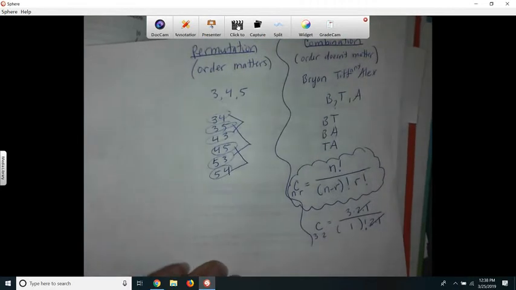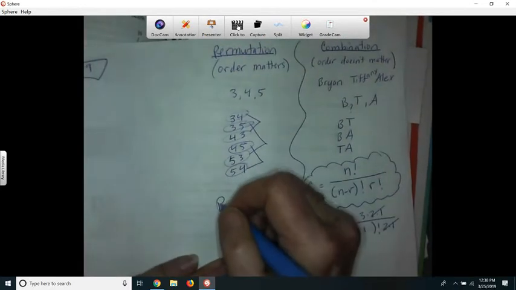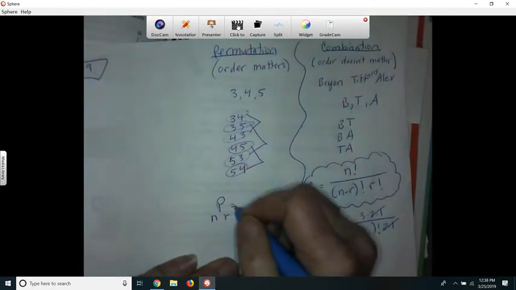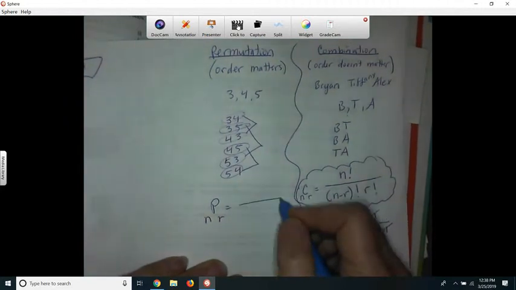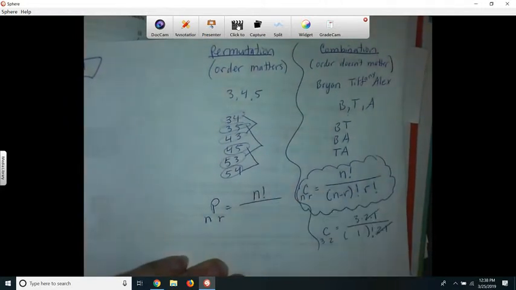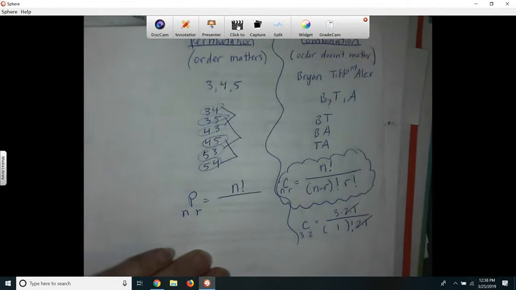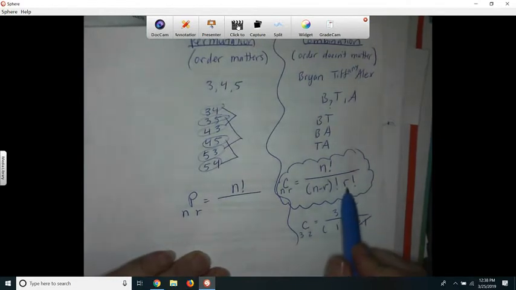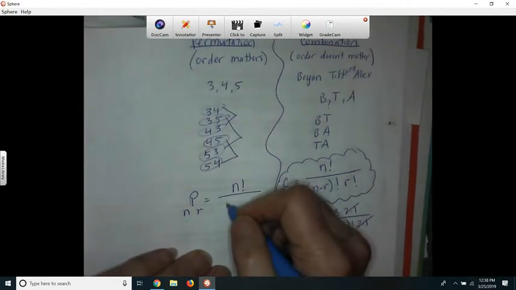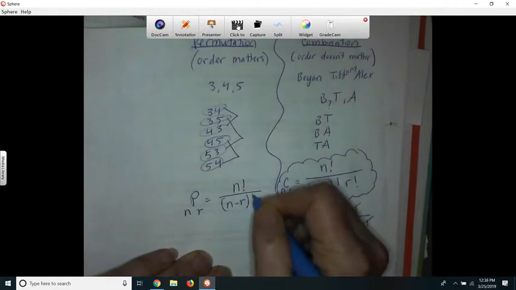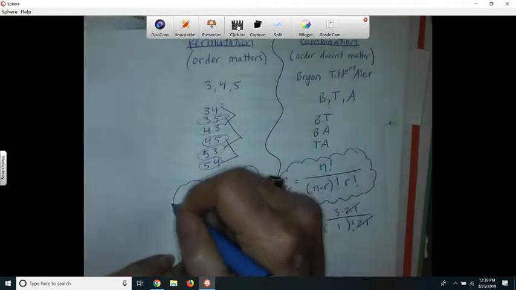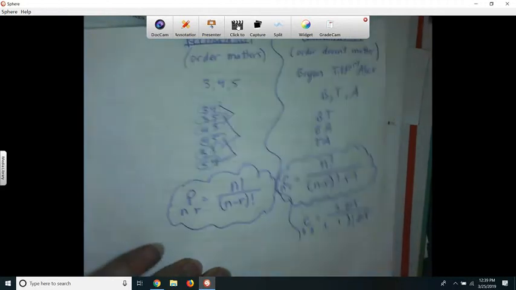But if I do permutation of n things taken r at a time, it's the exact same thing as a combination, but it doesn't have this little extra r factorial on it. So it's just n factorial over n minus r factorial. And you can Google that if you want these formulas.